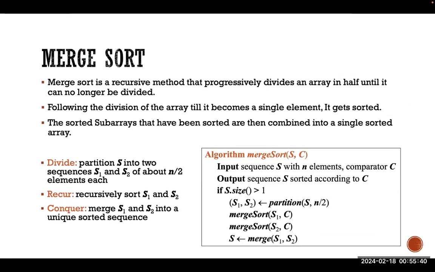Next, we have a well-known application of divide and conquer, which is merge sort. Merge sort is a recursive method that progressively divides an array in half until it can no longer be divided. Following the division of the array till it becomes a single element, the sorted subarrays are then combined into a single sorted array. As presented here, we can see the merge sort algorithm, which is the same as we discussed.